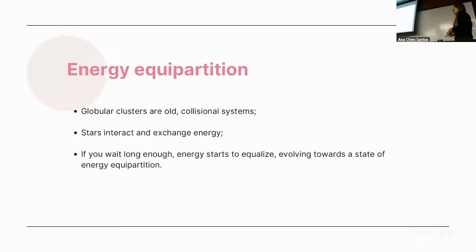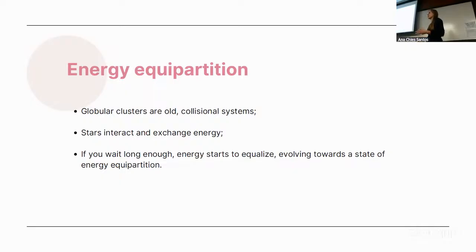The other parameter that we explore is energy equipartition. To understand energy equipartition, we have to remember that the stars in the clusters are interacting, and globular clusters are very old systems. They are collisional systems. It doesn't mean that stars are actually colliding, but that they are interacting and exchanging energy.